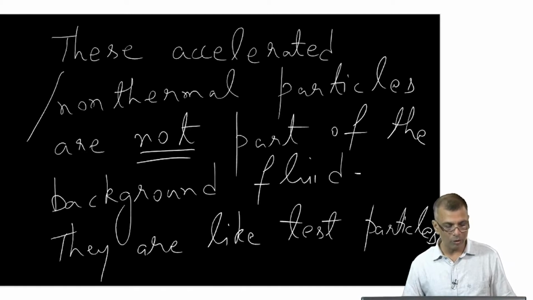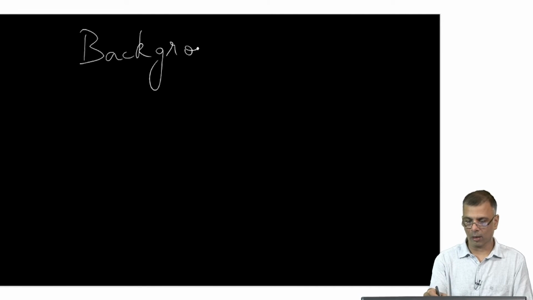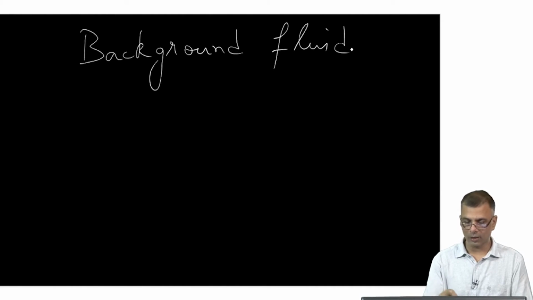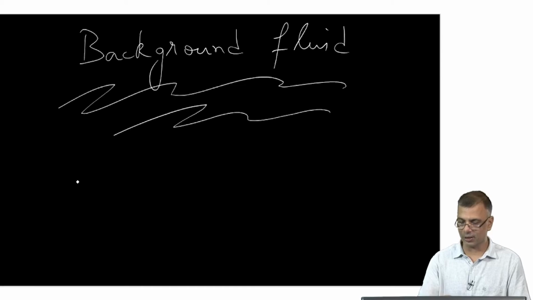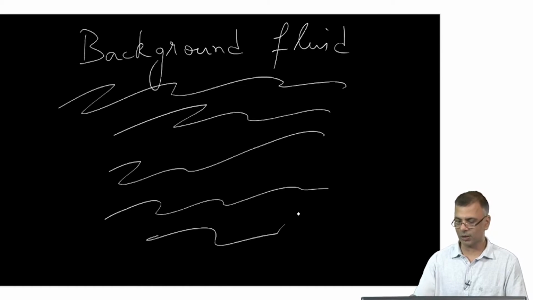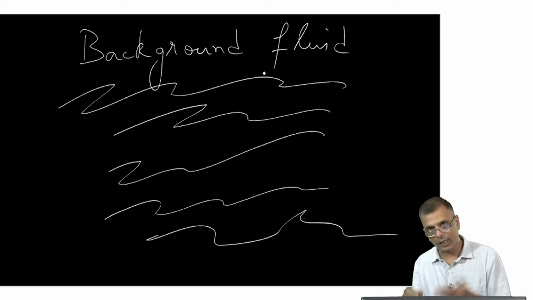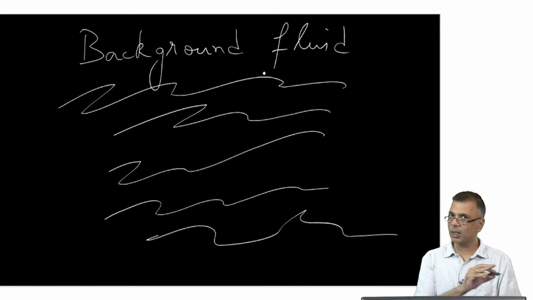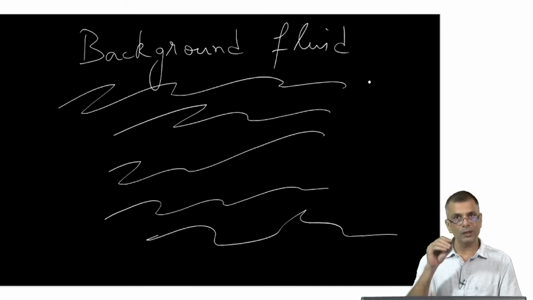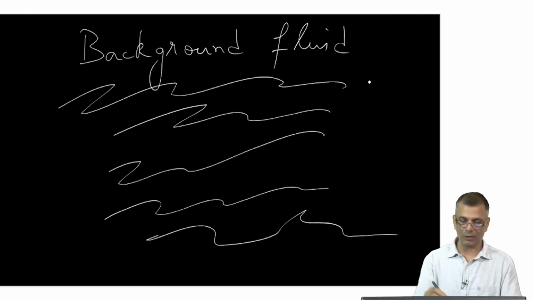It's almost as if you could think of the background fluid as some kind of fuzz, say some blue colored fluid. Many times in this background fluid you might have shocks, but if this is blue, then these accelerated particles would be red, for instance. The accelerated particles are not part of the background fluid. The accelerated particles are just one here, maybe one here.